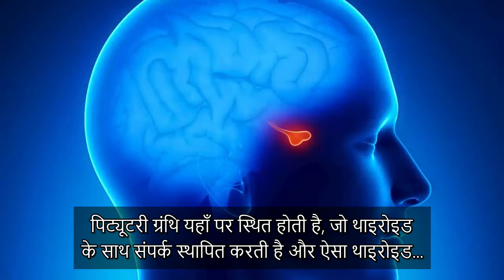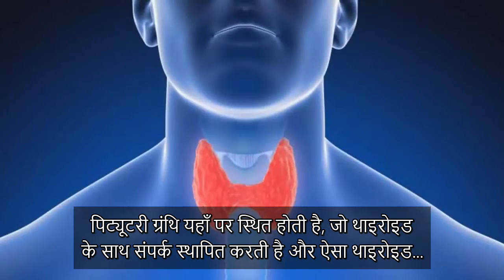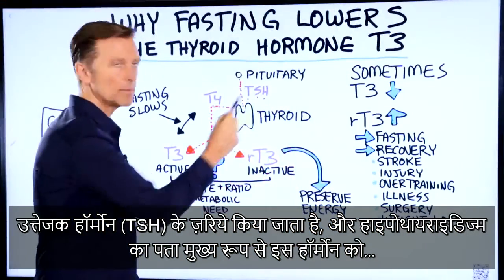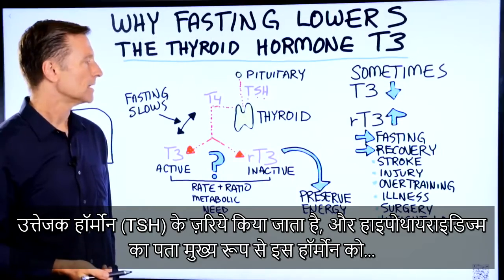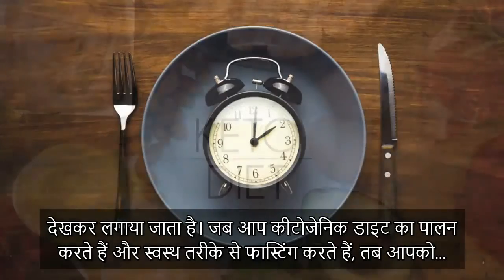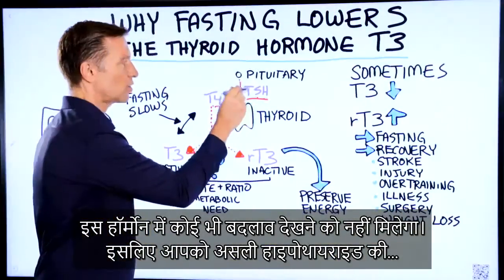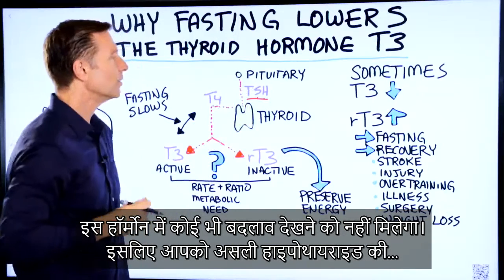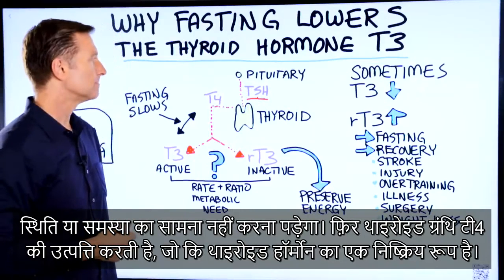We have the pituitary up here that communicates to the thyroid through this hormone called thyroid stimulating hormone. And one of the main ways that hypothyroidism is diagnosed is by looking at this hormone right here. But when you fast through the ketogenic diet and do it healthily, you're not going to see a change in this hormone right here. So you are not going to have a true hypothyroid condition or problem.